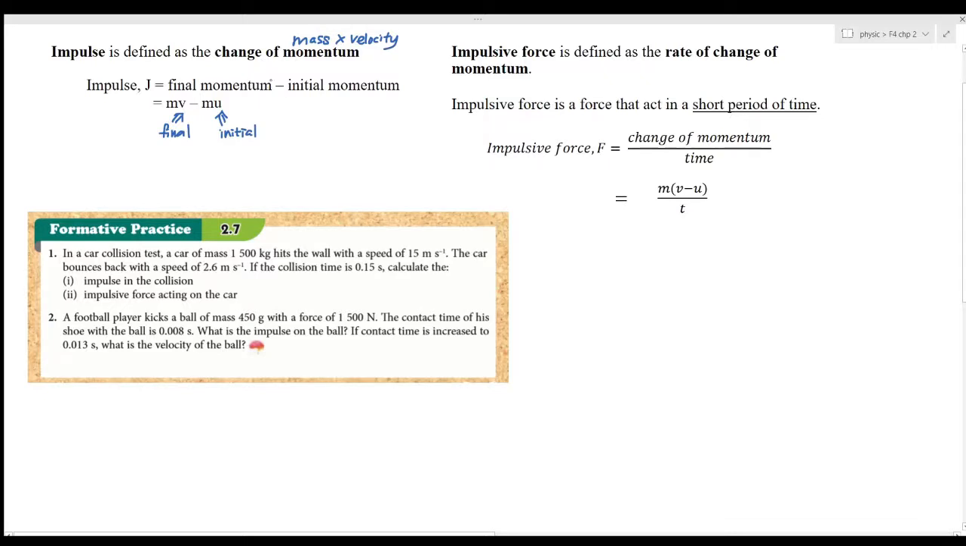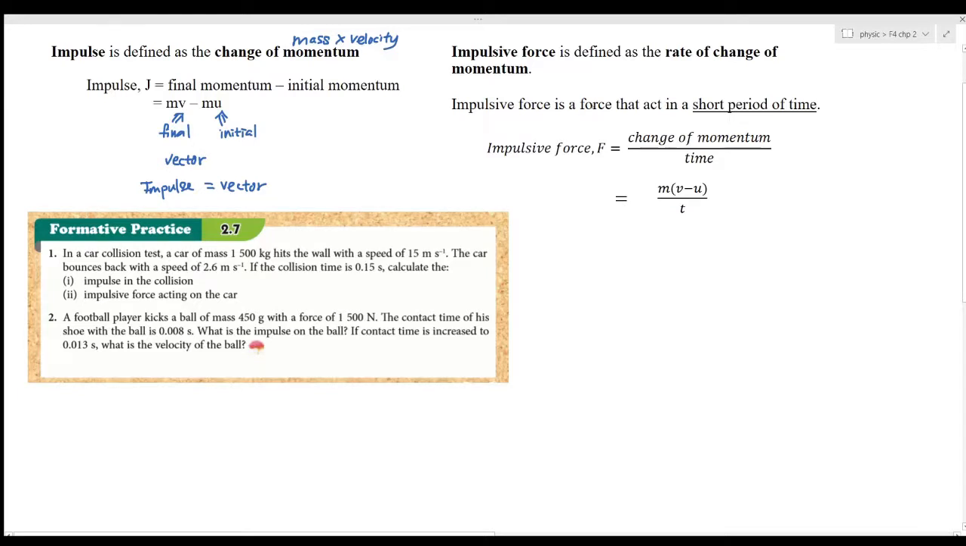But remember that the momentum is a vector quantity. So the impulse is a vector quantity also. The directions of the velocity, the directions of the speed is important. So please remember that. Impulsive force is defined as the rate of change of momentum.